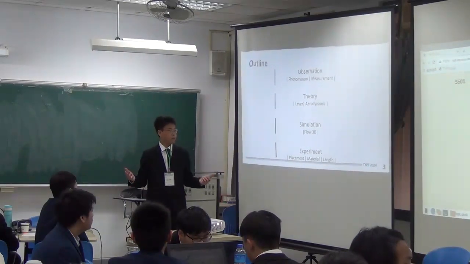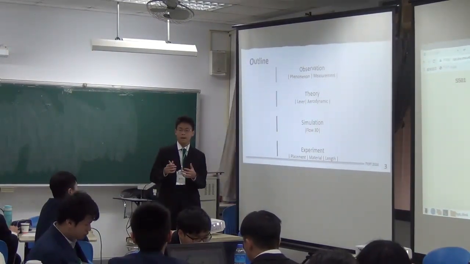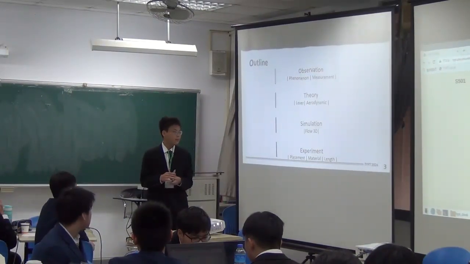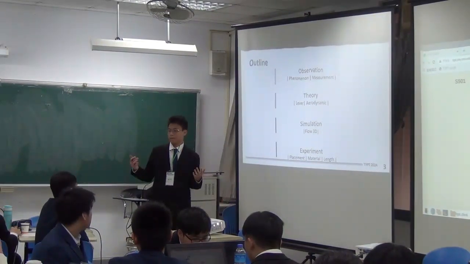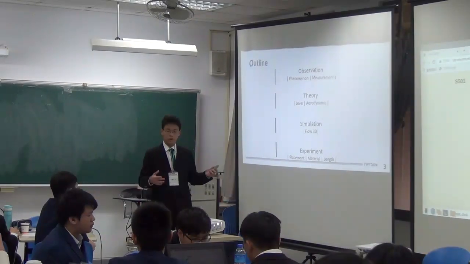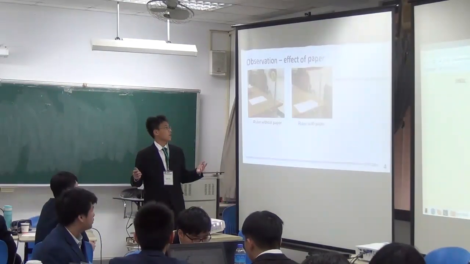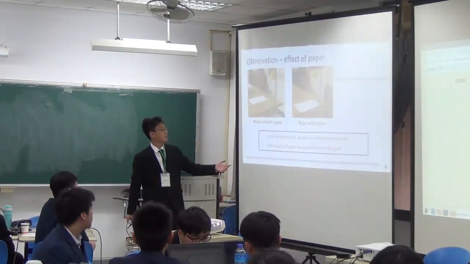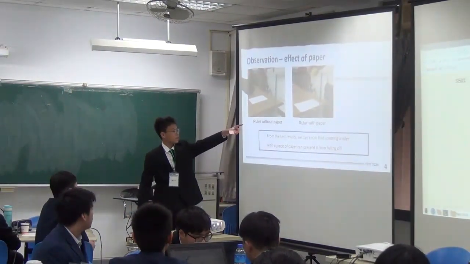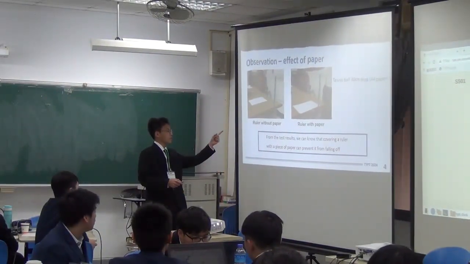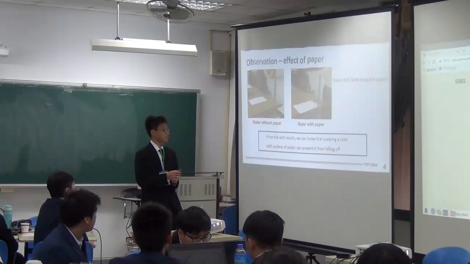So here's the outline of my report. In my theory, I'm going to talk about the lever system with the torque and the aerodynamics of this problem, and I'm going to use Flow 3D for my simulation. Then in my experiment, I'm going to change the placement, the material, and length. Here's the first observation, the effect of paper. From the test results, we can see that covering the ruler with a piece of paper can prevent it from falling off. Here, this one fell off, and that one didn't.